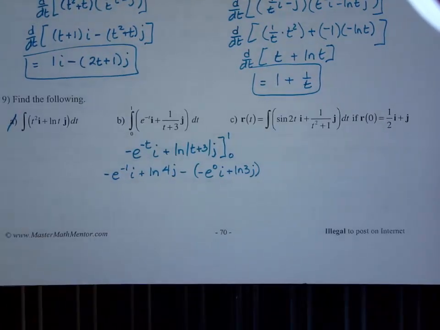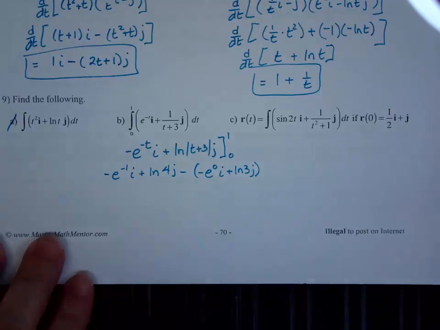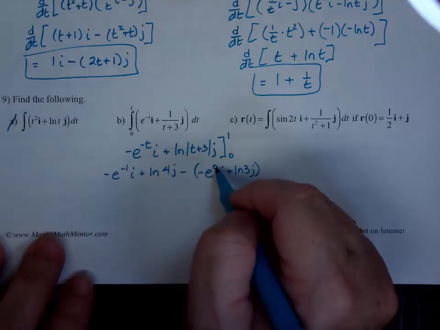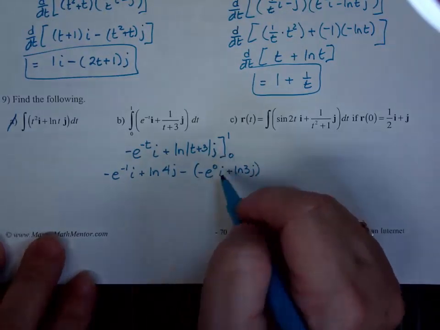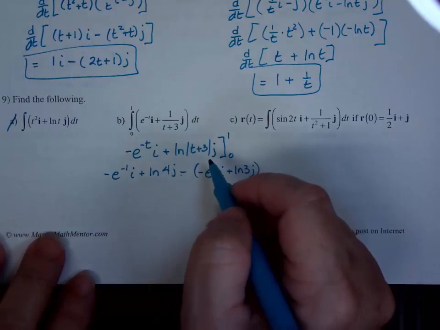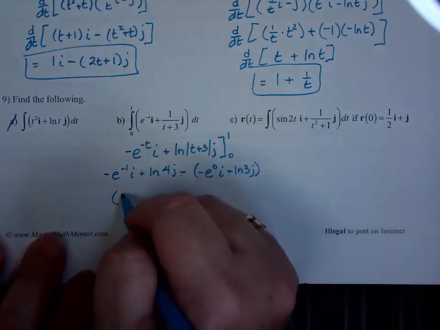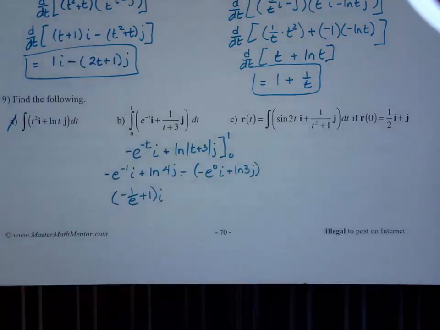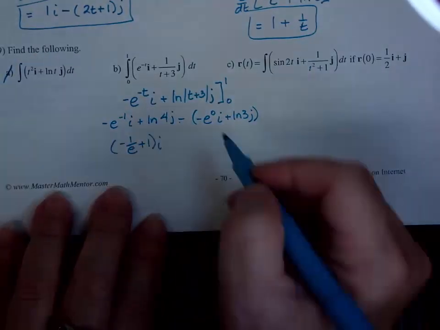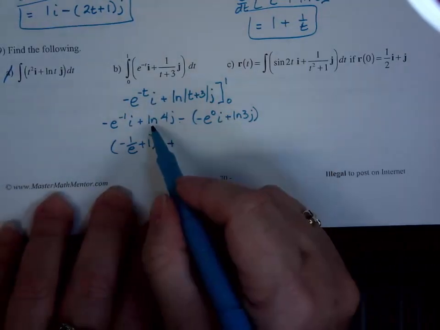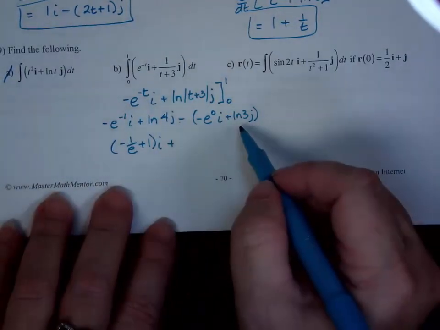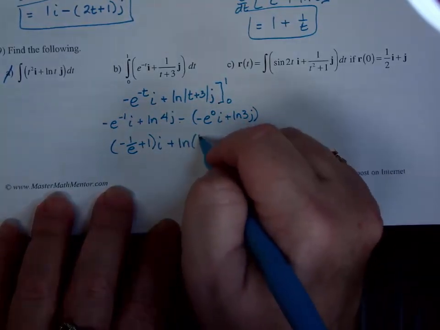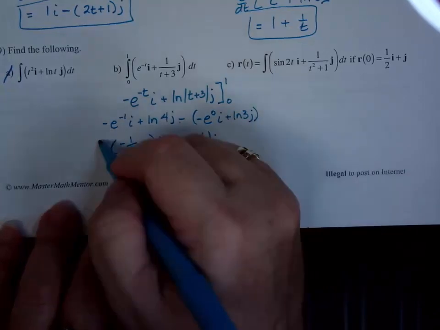Okay, so what we do now is combine like terms. So we have negative e to the negative 1 and then negative e to the 0. What is negative e to the 0 again? 1. So minus negative 1 is going to be plus 1. Agreed? So we have negative 1 over e plus 1 with i's. And then we have ln of 4 minus ln of 3. How do you combine it into a single log? ln of 4 over 3j. And there's your answer.